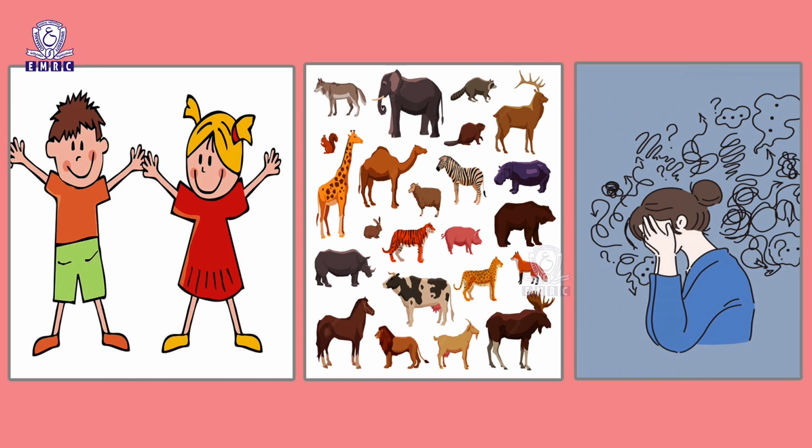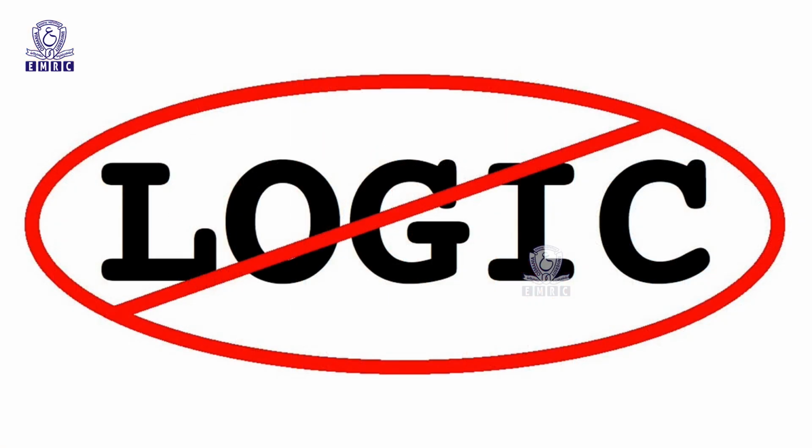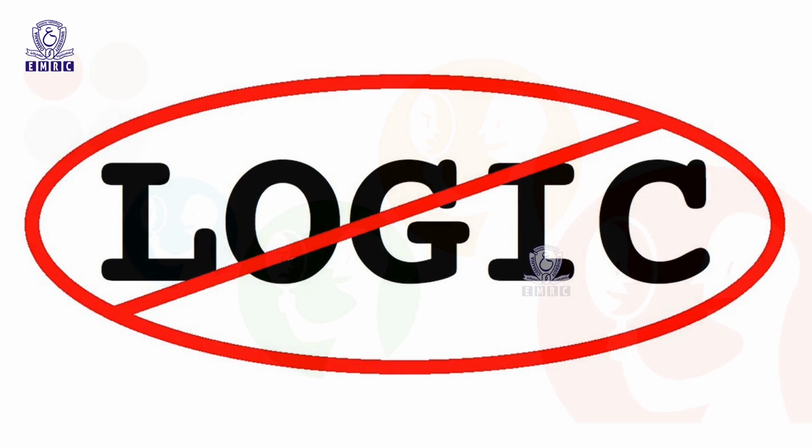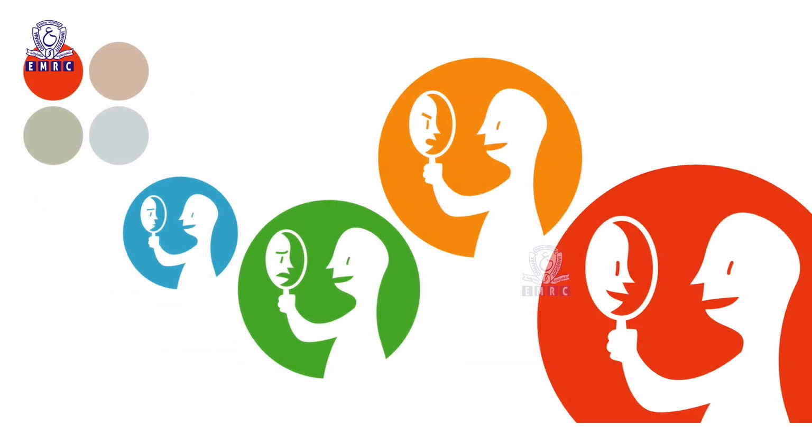Another major disadvantage is introspection method cannot be applied to children, animals and people suffering from mental illness. Then, introspection is logically defective because one and the same person is the experimenter and observer. It is not possible for the same individual to act as an experimenter as well as an observer. Thus, introspection is logically defective.